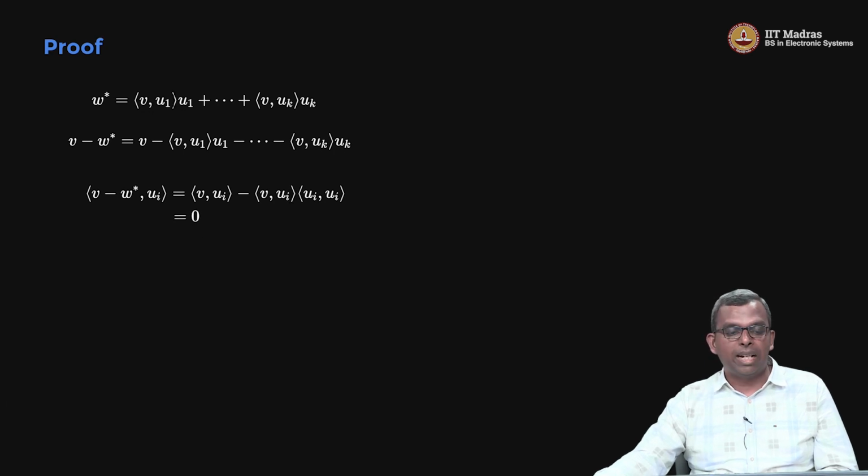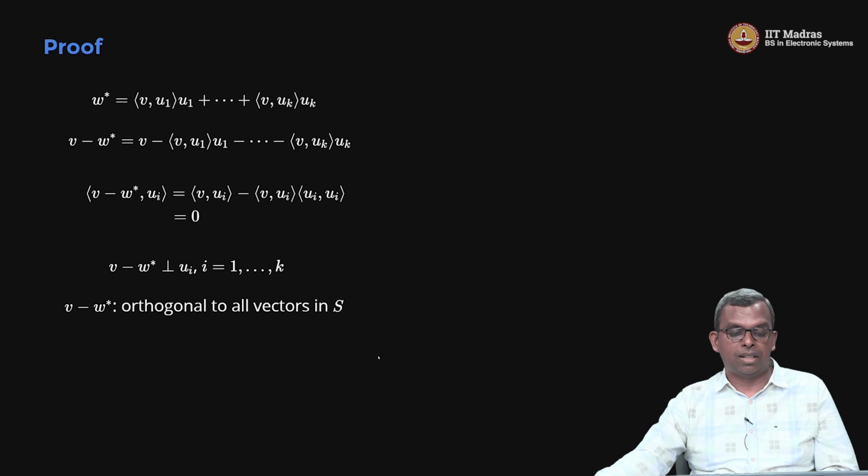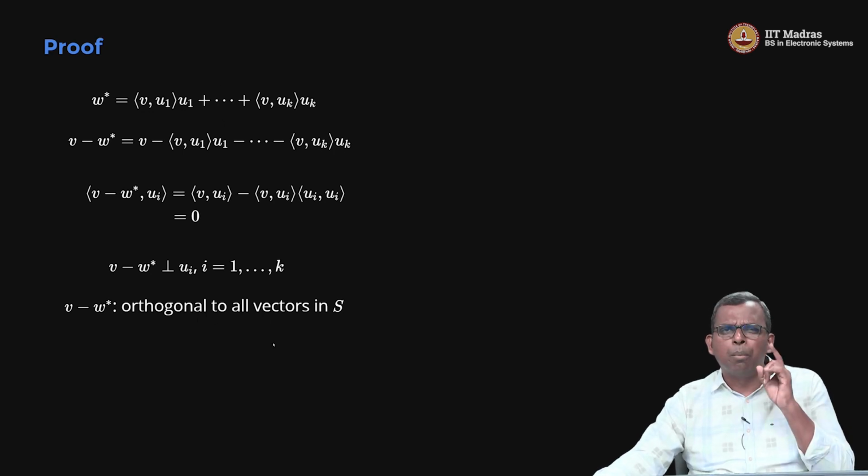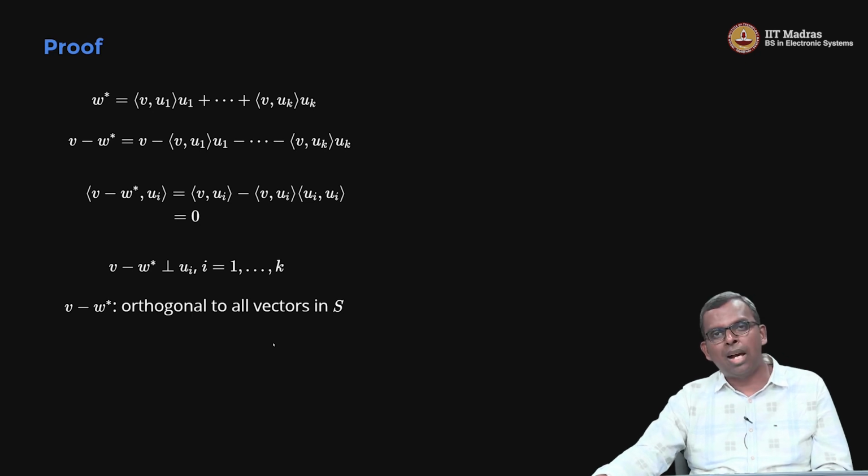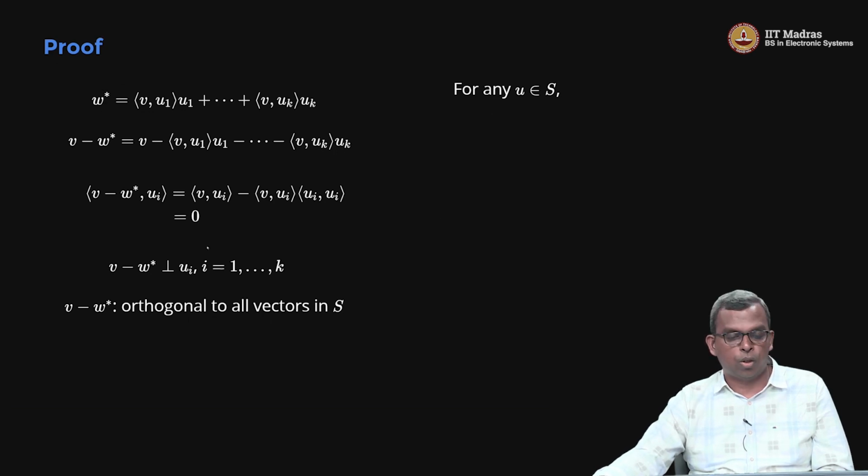Okay. So it's very trivial to show that with this w star defined in this fashion, v minus w star is going to be orthogonal to every ui. This was the basis of the Gram-Schmidt process also. We've seen this before. So this is orthogonal to every ui, which means v minus w star is orthogonal to all vectors in S. It turns out this orthogonality is the important property. Once you have the orthogonality, the minimization can be very easily shown. Remember, we claim that this w star solves the minimization problem, right? So we are going to show that now using this orthogonality.